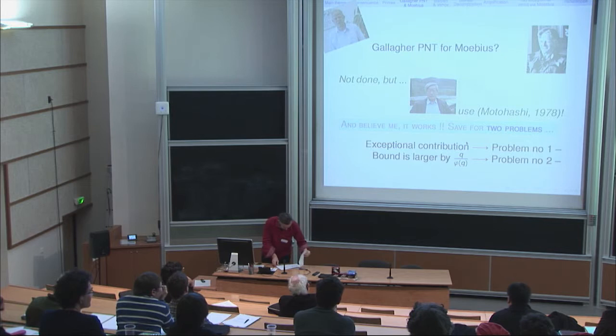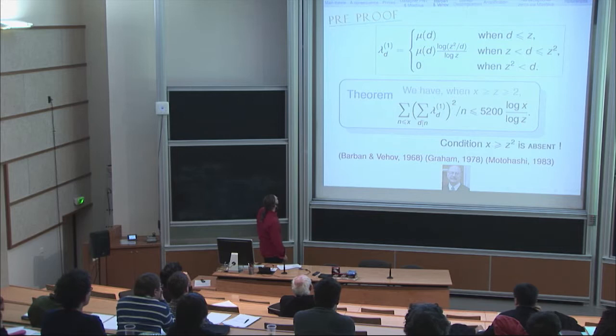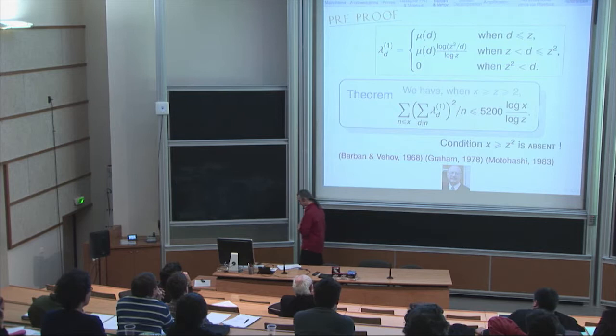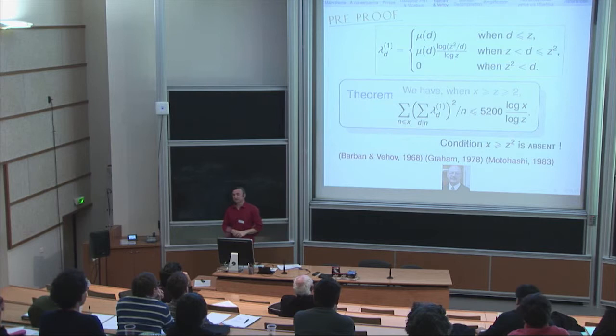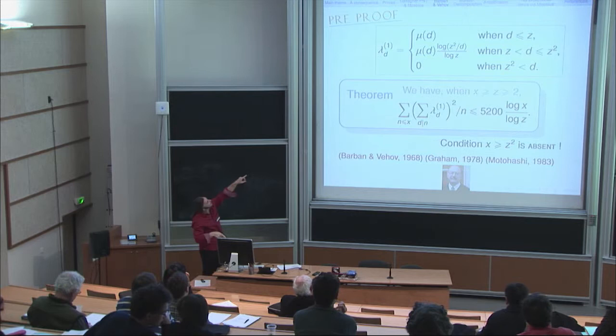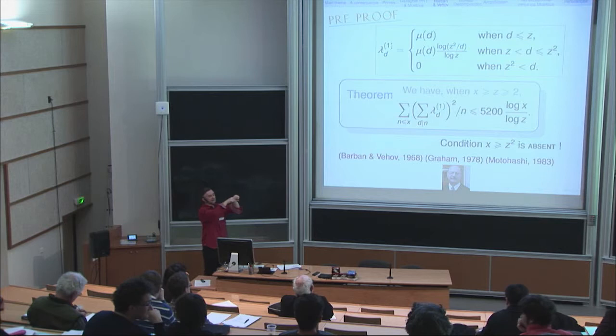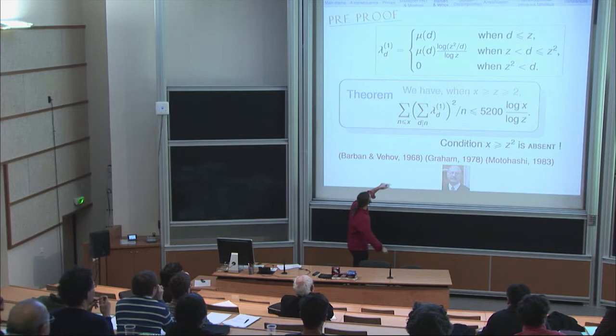Okay, so I'll give you some elements of the proof, which I've called pre-proof. The first part is the Barban and Vehov weight. This function here: you take lambda d equal to the Möbius function for d less than z. For d larger than z squared, it's 0. And in between, you take a smooth variation by log of z squared upon d, upon log z. So it's 1 at z, it's 0 at z squared. And this function has a marvelous property, which is this one.